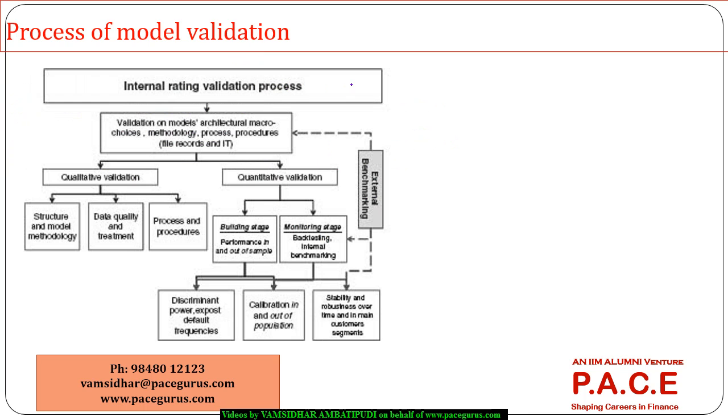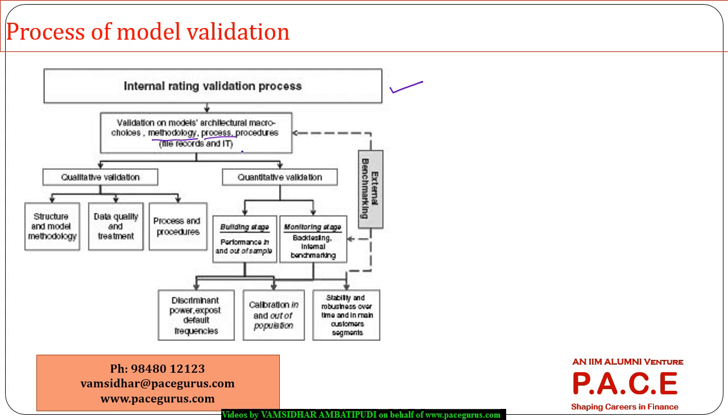If you look at the overall process of validating any particular model, we have an internal rating validation process. The first step is the architectural choice, the broad level architectural choice. I have to assess whether it is meeting the requirement or not. The methodology used to build the model needs a validation, as do the overall process and the procedures. So you have to look at the various records and the IT aspects of that.